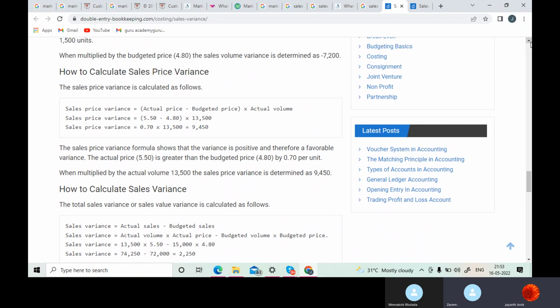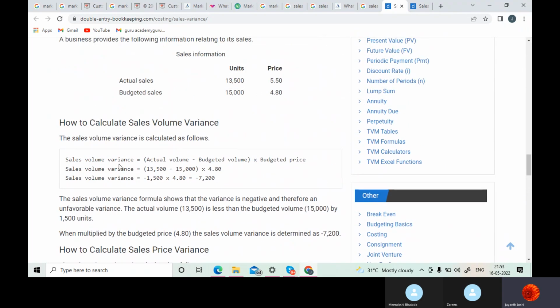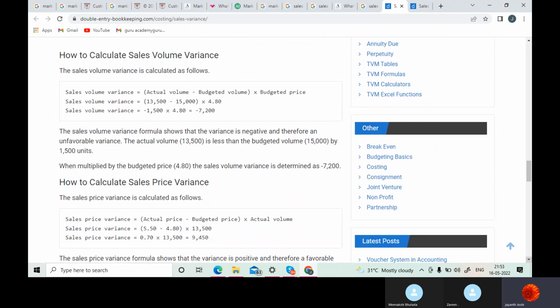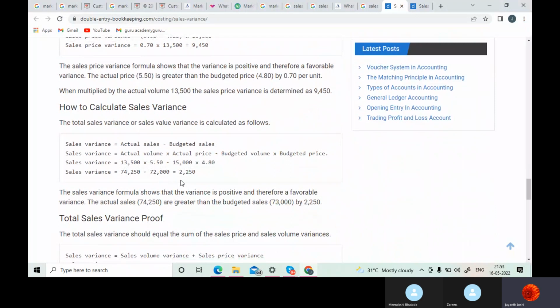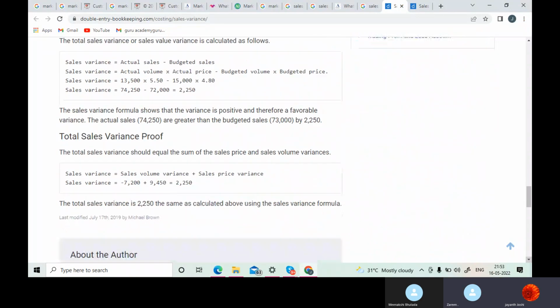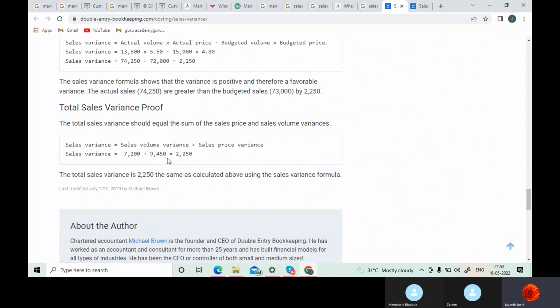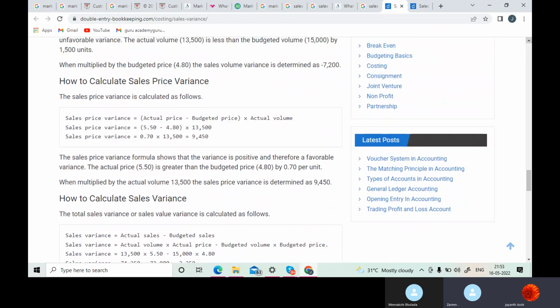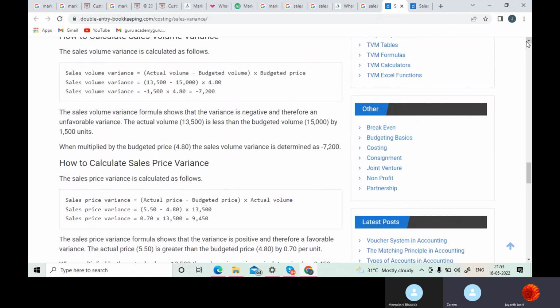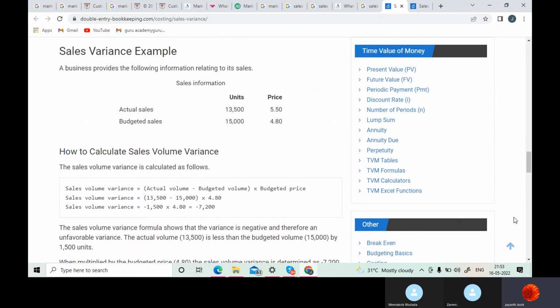So these are the variances. So you can check your answer. This is sales volume variance. This is sales price variance, and this is sales value variance. They have done a proof also. No, 2,250 is positive. This is favorable. This is adverse. So it's positive, favorable. I have said the volume variance is not negative.